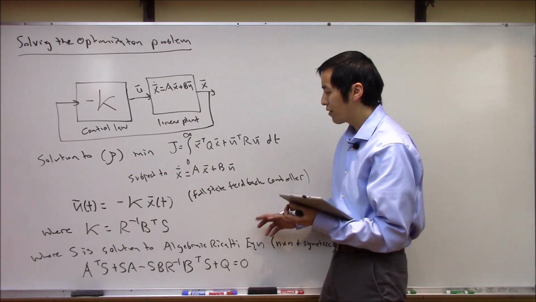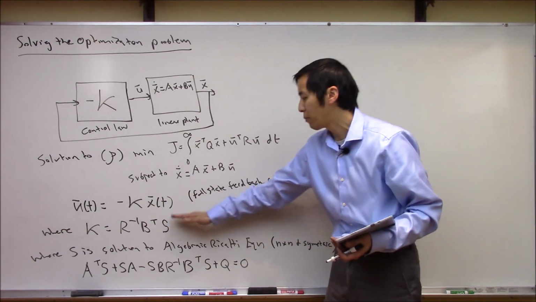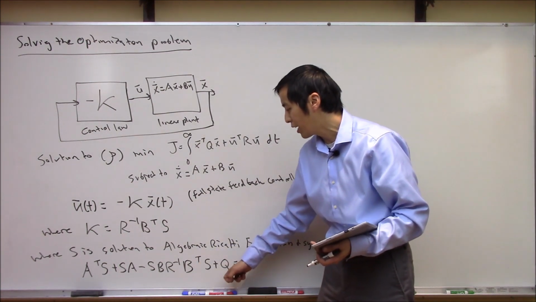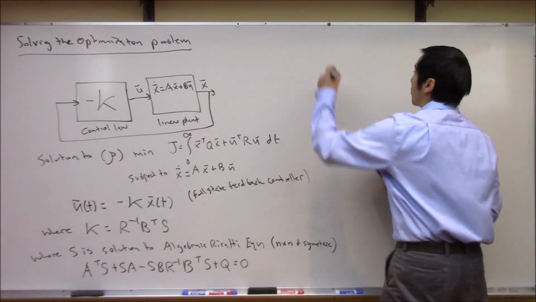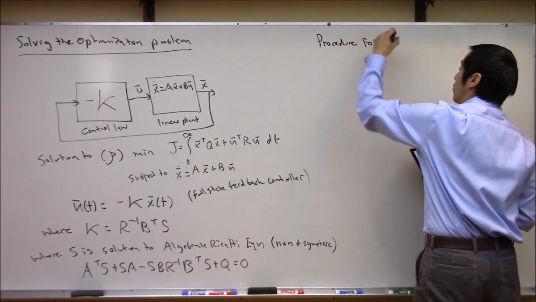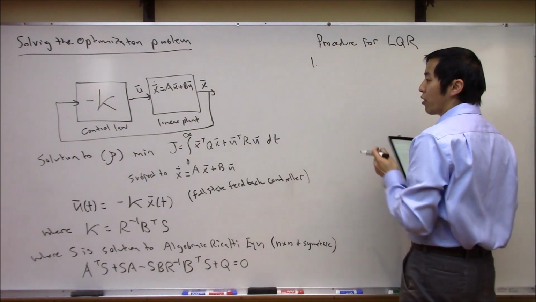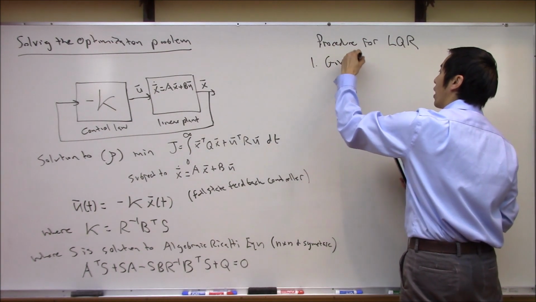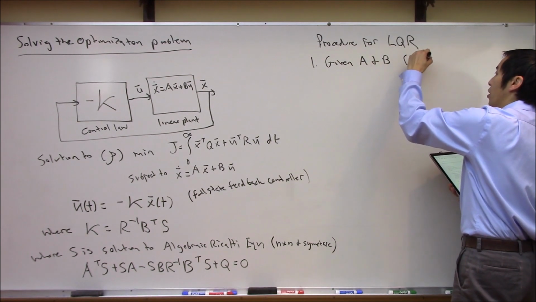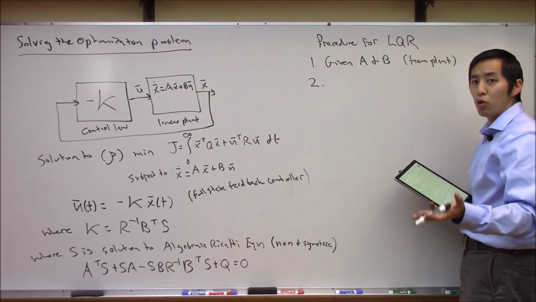Now, what gets interesting is that to get this K, you have to go through a couple of steps. Step one is we have to solve the algebraic Riccati equation for S. So let's talk about the procedure for LQR. Step one: we are given our A and B matrices. Those come from the plant. Those are known and immutable. You can't really change them.